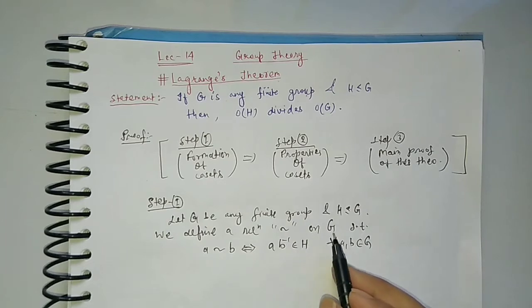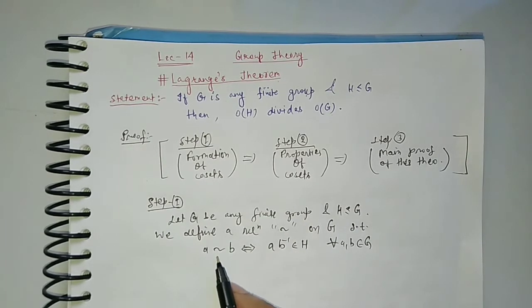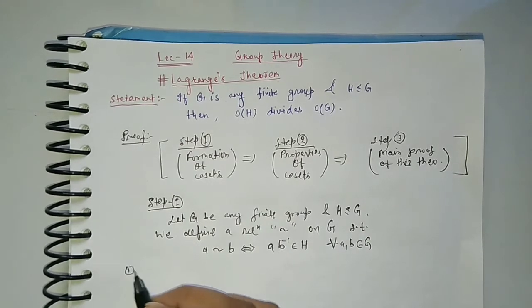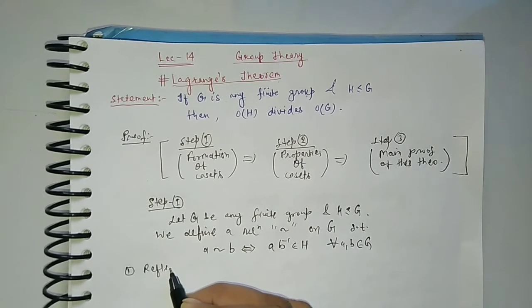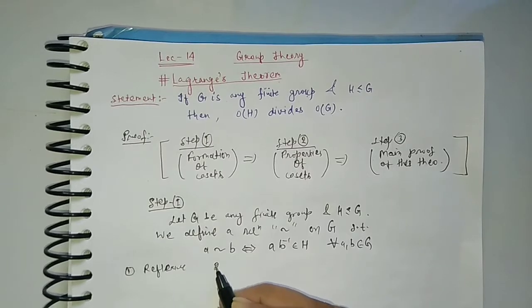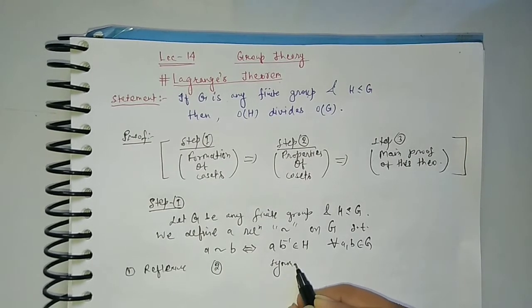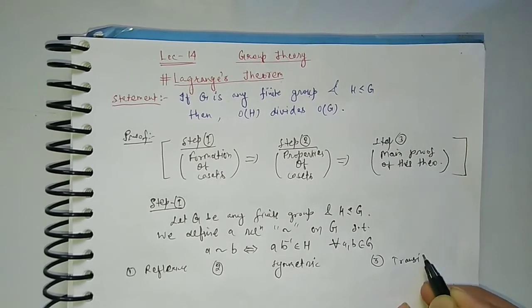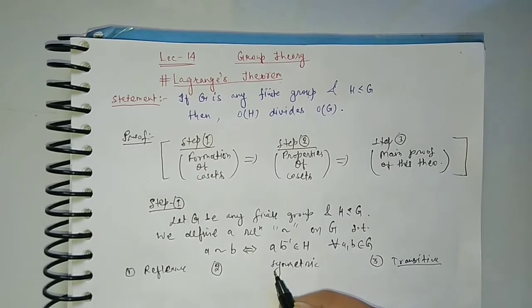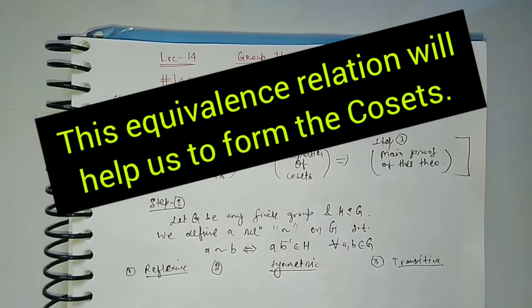So this is a relation on the group G such that A is related to B whenever A B inverse belongs to H, that is the subgroup. Now we are going to prove that this relation is an equivalence relation. So for this we have to first prove that it is reflexive, symmetric and transitive. Then we can say that this relation is an equivalence relation.